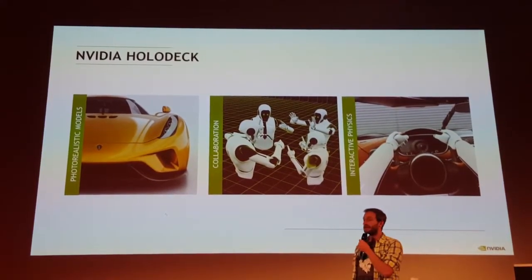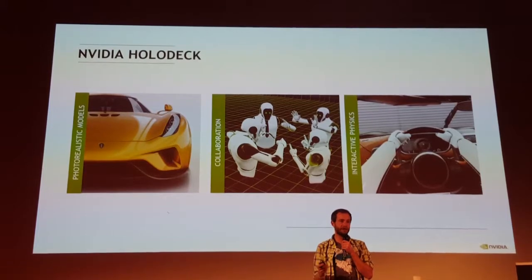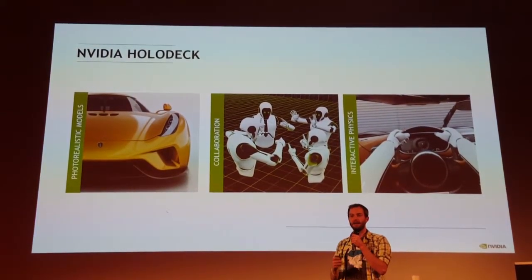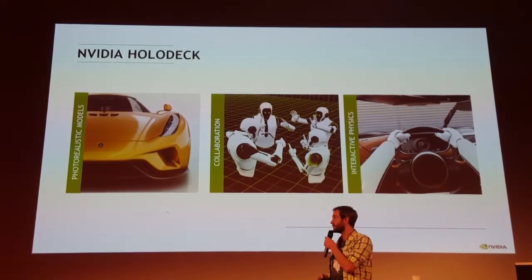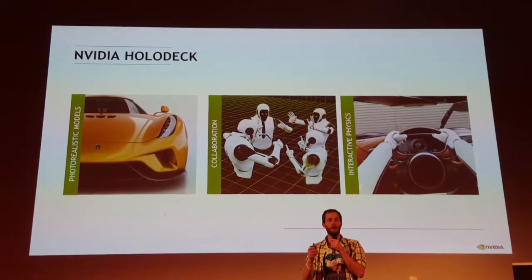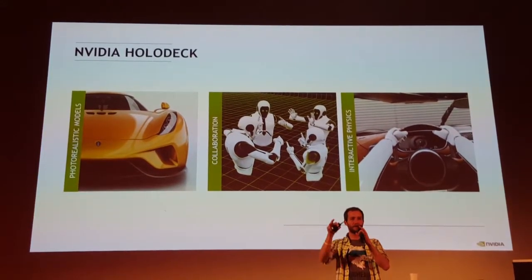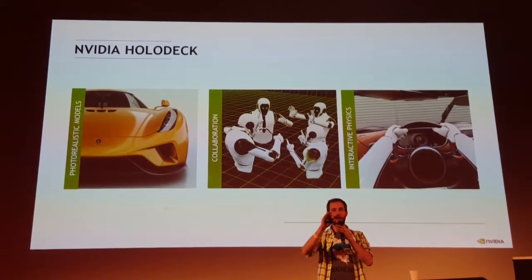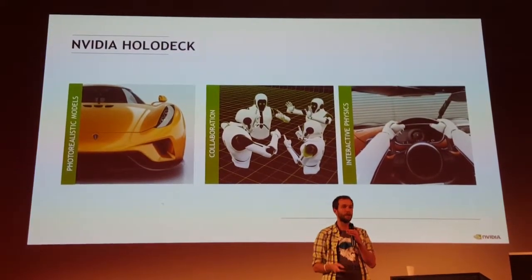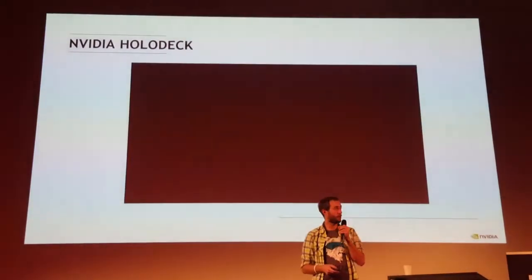And Holodeck really does a lot of things. We want to have photorealistic models because we believe that designers want their product in the highest quality possible to make design decisions on that. You want to have collaboration, and you also want this world to behave the correct way. So if you're grabbing a steering wheel, you don't want your hands to clip through that steering wheel. You want it to be on point, and that's what we're doing with Project Holodeck.